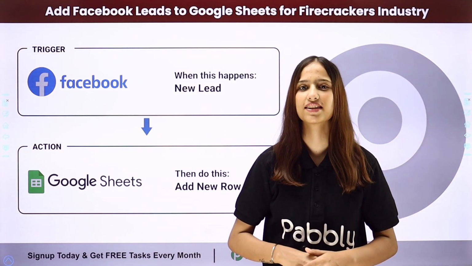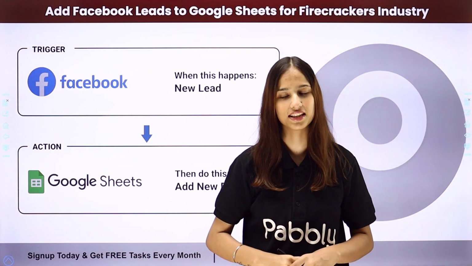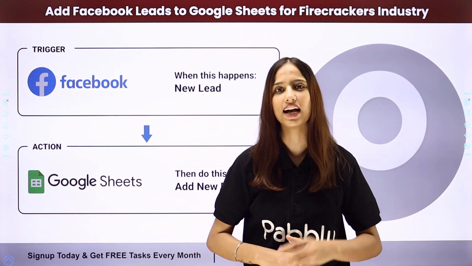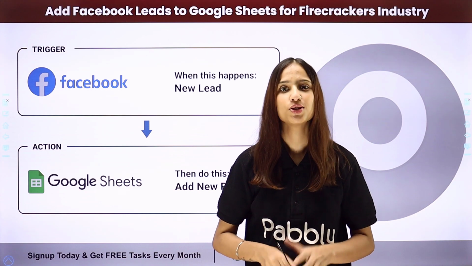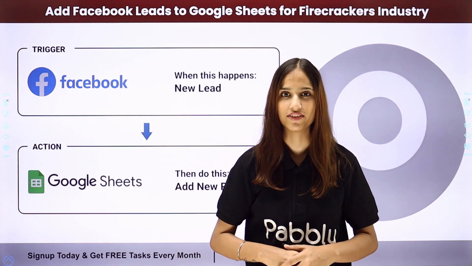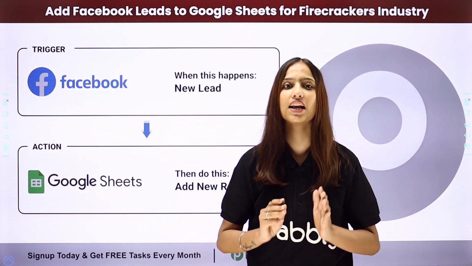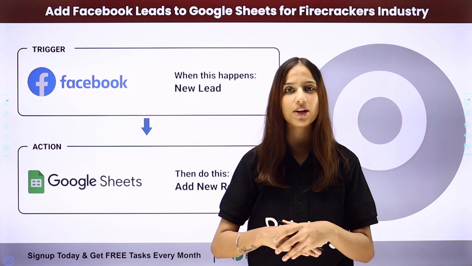So in today's video we will understand how to add Facebook leads to Google Sheets for Firecrackers industry. So here let's assume that I have a Firecrackers business. To promote the same, I'm using Facebook lead ads. My objective is that whenever I receive a new lead through Facebook lead ads, I want to add the lead details in my Google Sheets.